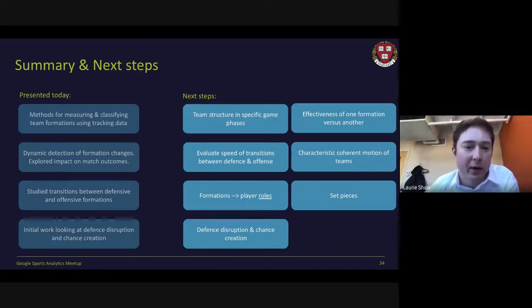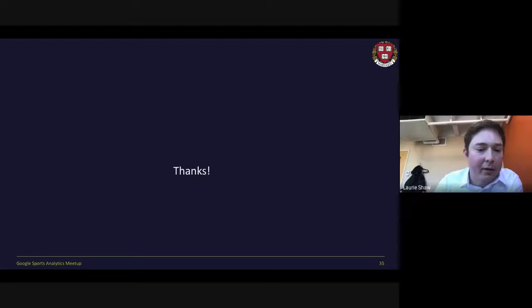What is the difference in team structure when they are consolidating possession compared to when they're actually attempting to create a chance? We're very interested in the speed of transition that teams are able to execute when they lose the ball. So how quickly are they able to regain defensive shape after they lose possession? This is something we've done a lot of work on recently. And we're also doing a lot of work to apply a similar, analogous methodology to understand how teams approach set pieces. And so with that, I'll just say thank you all for logging in and listening.